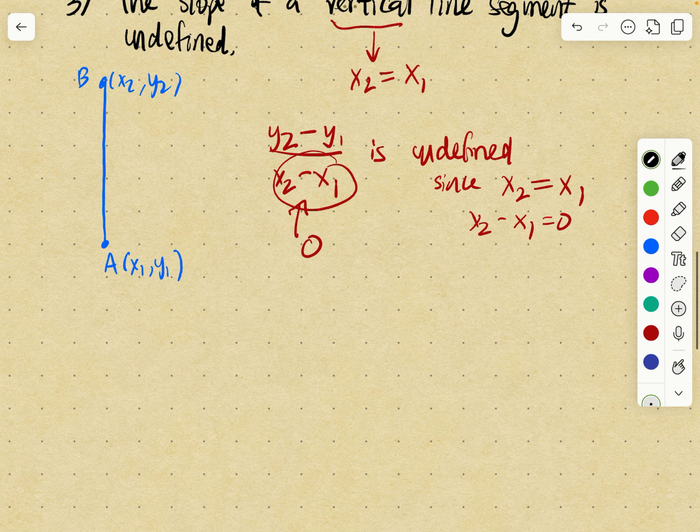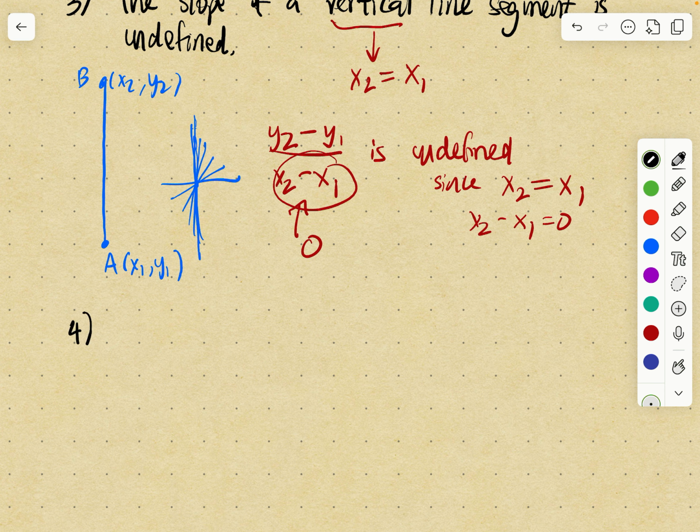And one way I think about why it's not a bad thing for a vertical line segment to have an undefined slope is this: if you think about a horizontal line like this, and then it getting steeper and steeper and steeper, it's like an infinite steepness. So that would be undefined. That gives you some intuition for why it's a good thing that the slope of a vertical line segment is undefined.